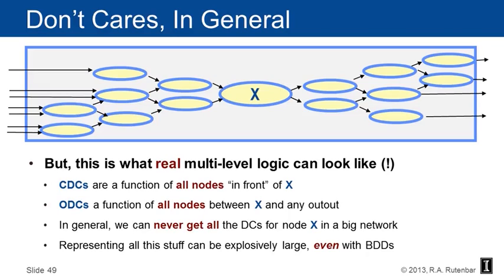Unfortunately, this is what a real network looks like. Here on this slide, I'm showing you X, which is in the middle of a large network. There are several ranks of nodes with many nodes at every rank feeding X, and several ranks of nodes with many nodes at every rank between X and some number of primary outputs. The problem is that controllability don't cares are actually a function of all of the nodes in front of X, potentially. And observability don't cares are a function of all of the nodes between X and any outputs that it might influence. In general, this is so complicated that you can never get all of the don't cares for node X in a really big Boolean logic network. And even just representing all this stuff can be explosively large, even for BDDs.